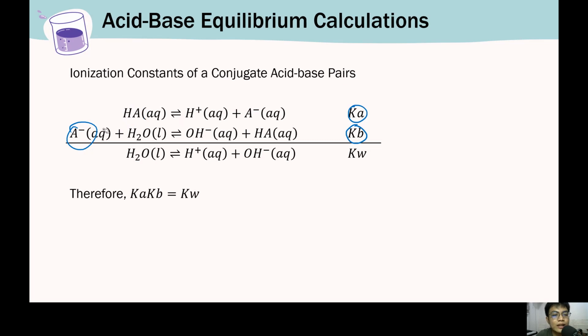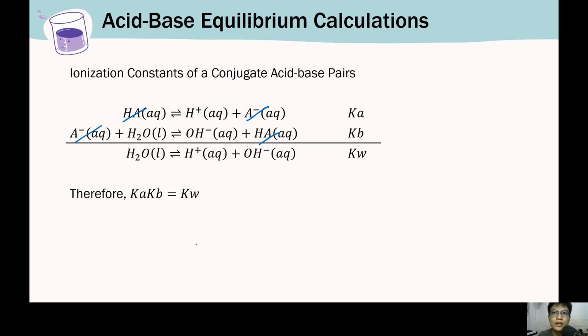So ngayon, ano mangyayari? If we combine the reactions of your acid and your conjugate base, what will happen is that it will just show you the ionization of water. Kasi magka-cancel out yung A minus and then yung HA. So literally, ang maiiwan na lang is the ionization of water. And we know that if we combine two equations, we just multiply our constants. Okay, so that's Ka times Kb, giving us the final equilibrium constant, which is the equilibrium constant of water.